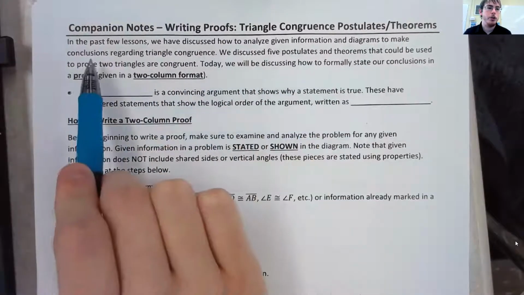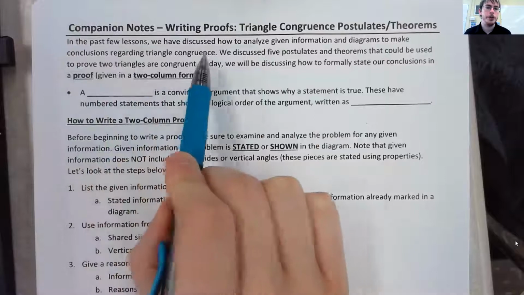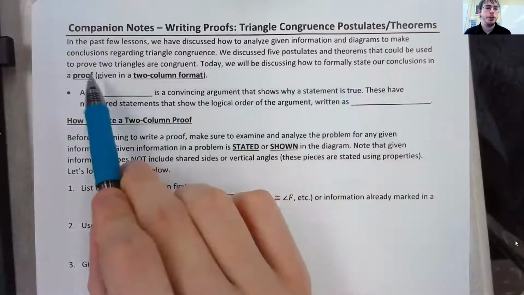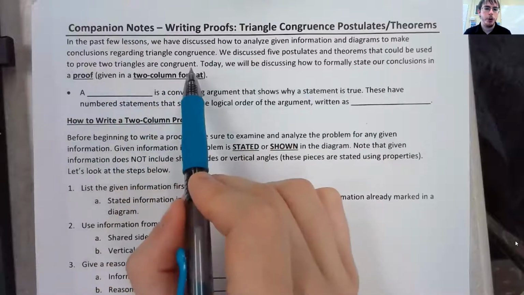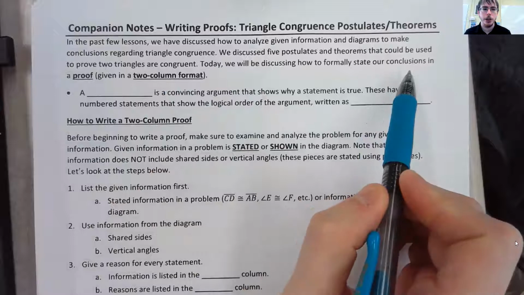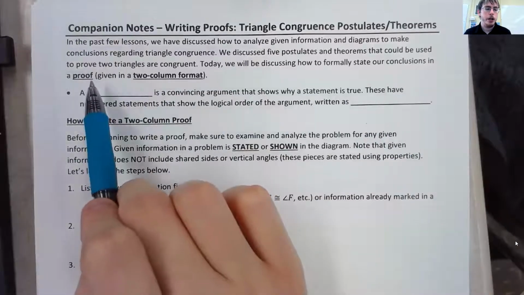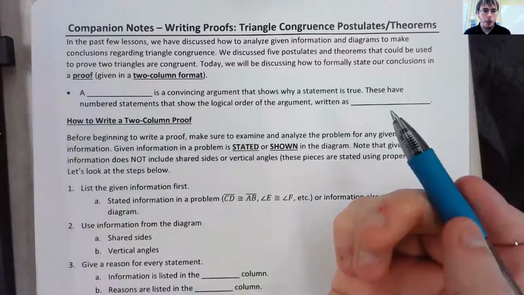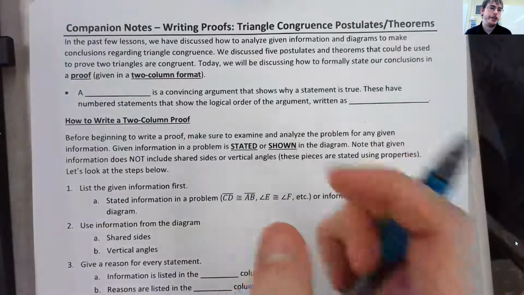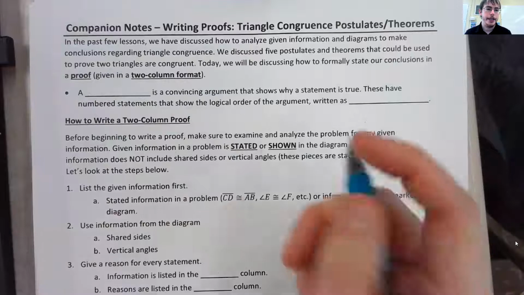Okay, so in the past few lessons, we have discussed how to analyze given information and diagrams to make conclusions regarding triangle congruence. We discussed 5 postulates and theorems that could be used to prove 2 triangles are congruent. Today, we will be discussing how to formally state our conclusions in a proof, which is given in a 2-column format. Okay, so a proof. So we're looking to prove things in this lesson.